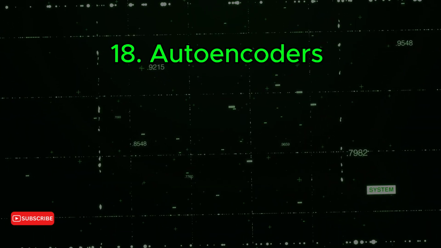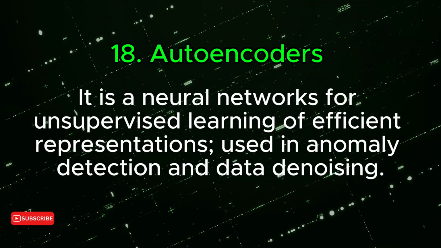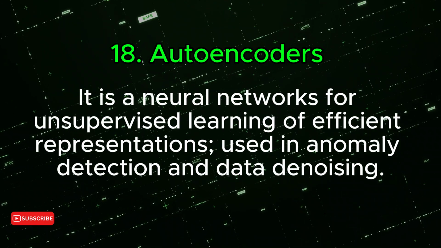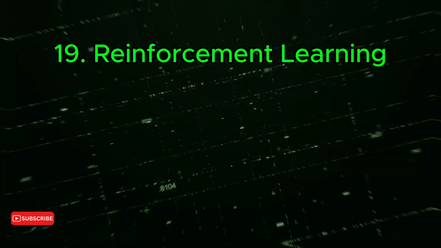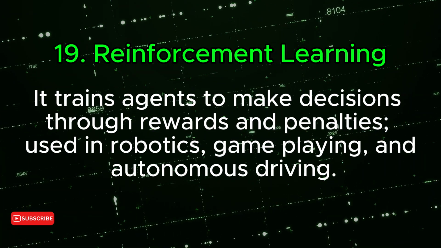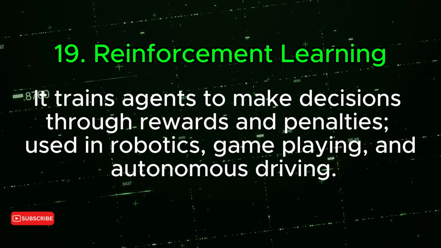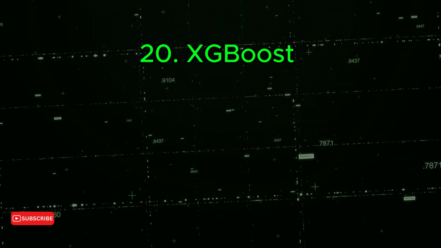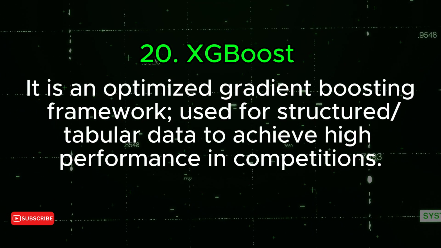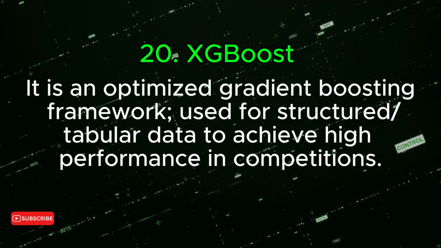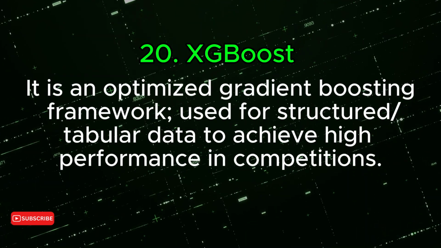18. Autoencoders. It is a neural network for unsupervised learning of efficient representations, used in anomaly detection and data denoising. 19. Reinforcement learning. It trains agents to make decisions through rewards and penalties, used in robotics, game playing, and autonomous driving. 20. XGBoost. It is an optimized gradient boosting framework, used for structured, tabular data to achieve high performance in competitions.